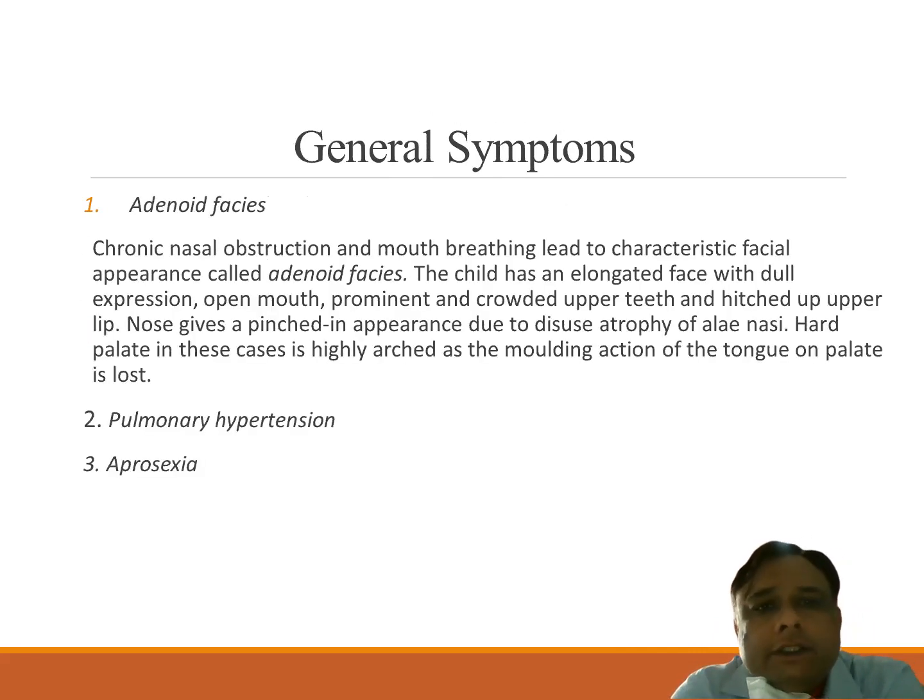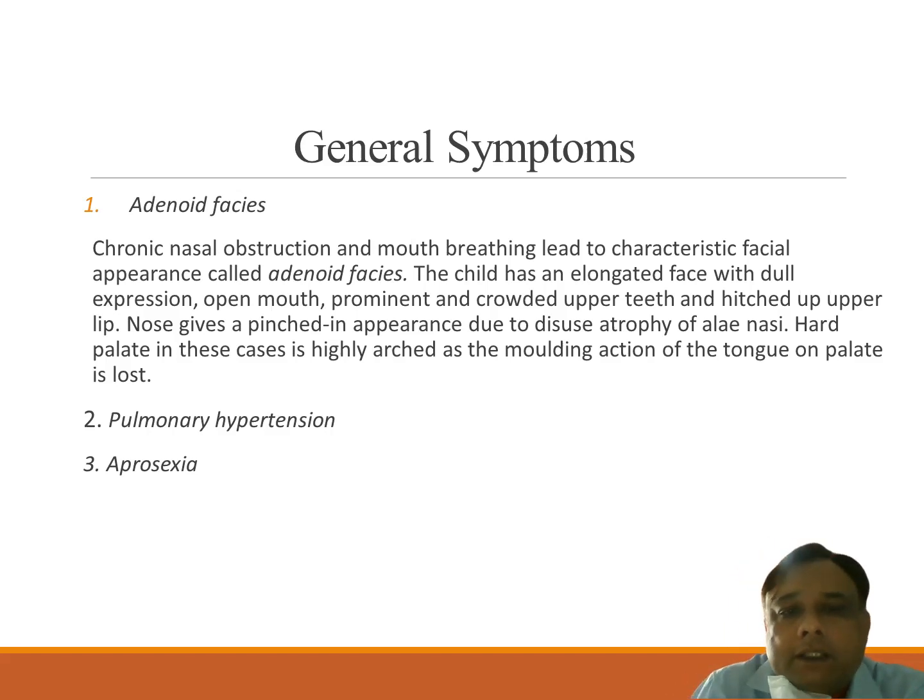General symptoms, adenoid facies. Chronic nasal obstruction and mouth breathing lead to a characteristic facial appearance called adenoid facies. The child has an elongated face with dull expression, open mouth, prominent and crowded upper teeth, and hitched up upper lip. Nose gives a pinched appearance due to disuse atrophy of the alae nasi. Hard palate in these cases is highly arched as the molding action of the tongue on the palate is low. Pulmonary hypertension can be seen, and anorexia.